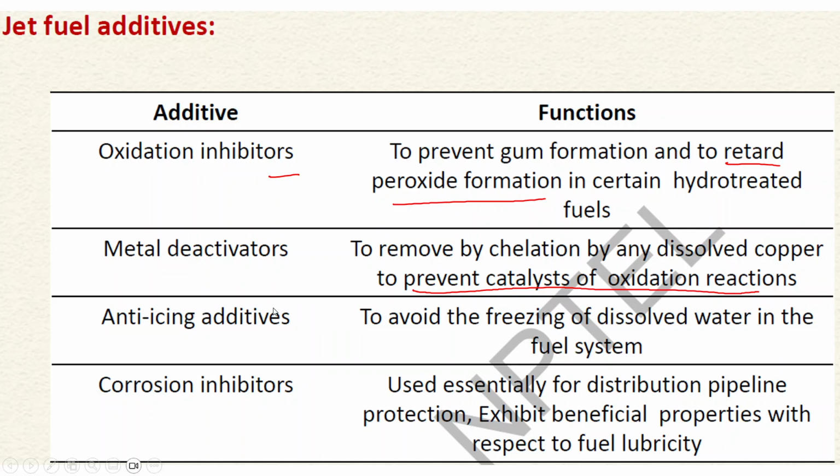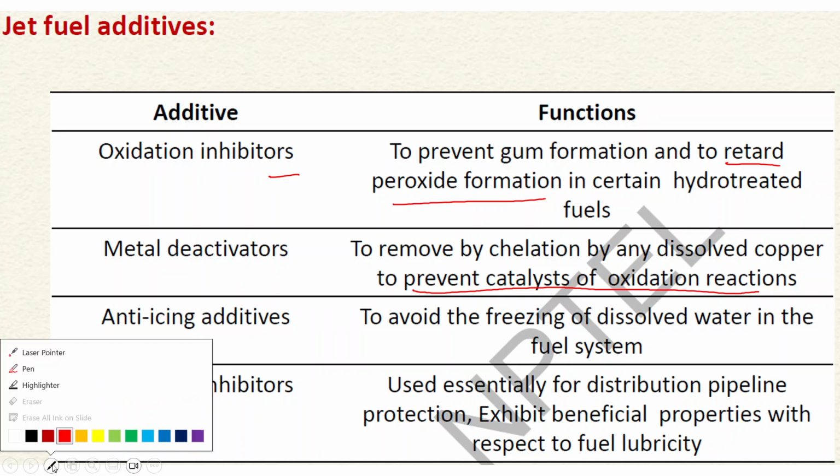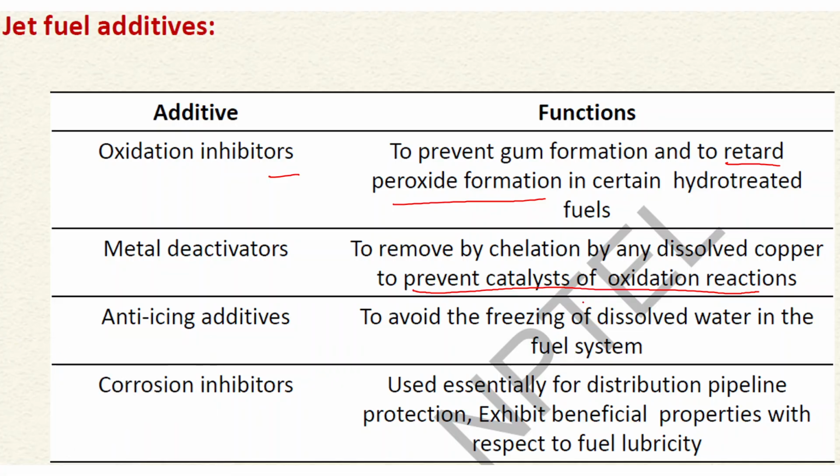So these anti-icing additives are used if there is some amount of dissolved water present in the fuel. It may freeze at lower temperatures, which may create problems in the combustion of the jet fuel. Therefore, to prevent the freezing of the dissolved water, anti-icing additives are used.